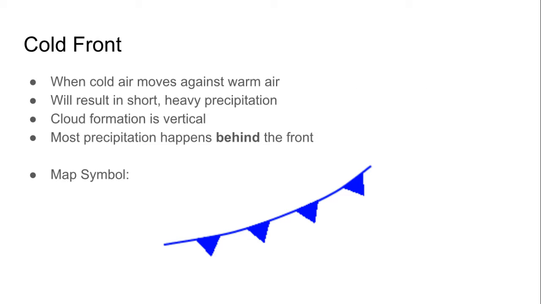Cold fronts are when cold air moves against warm air, and this is going to result in some really short, heavy precipitation. Cloud formation is vertical, so it's going to go up in the atmosphere. And most of this precipitation happens behind the cold front. And you can see the map symbol down there, which is also found in your reference table.